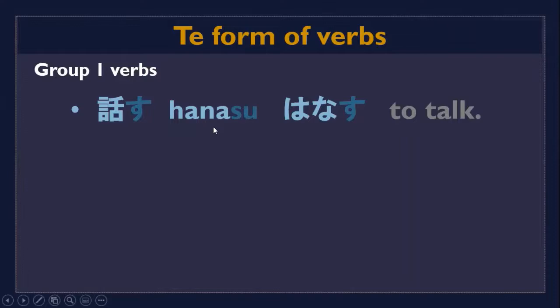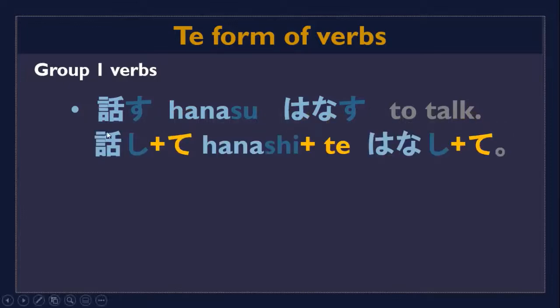So how do we change it into te form? So we change the su to shi and then add te. So any group 1 verb that ends with su, we just change it to shi and then add te. So the te form of hanasu is hanashite. Okay. Now let us look at group 2 verbs.